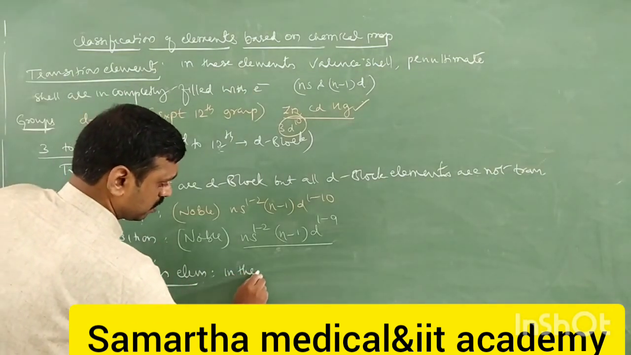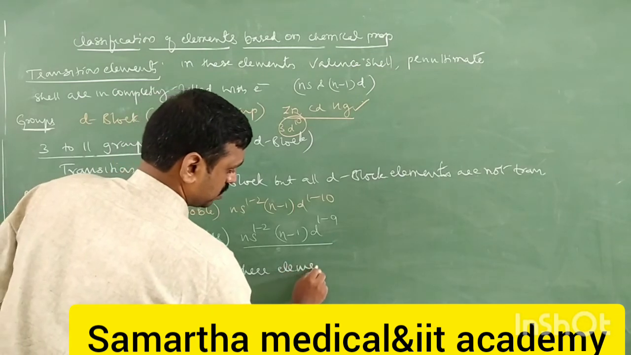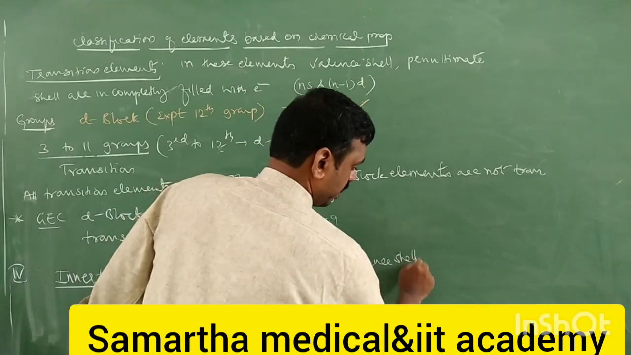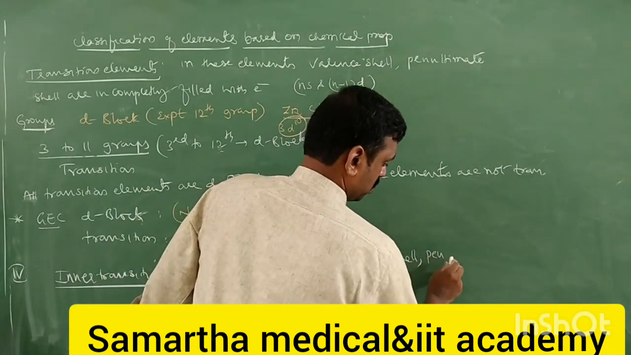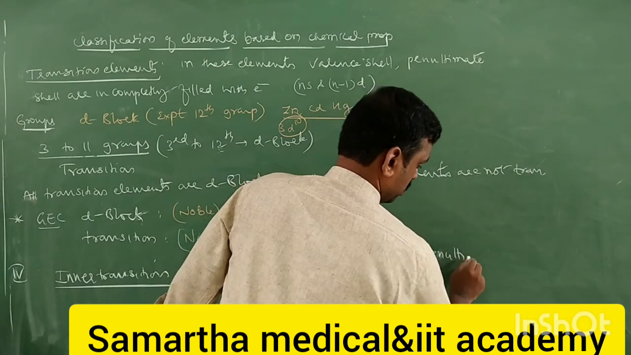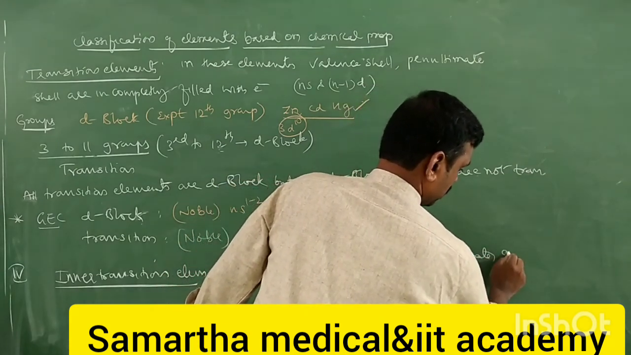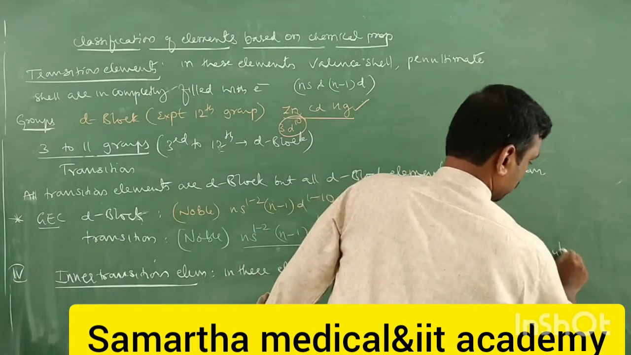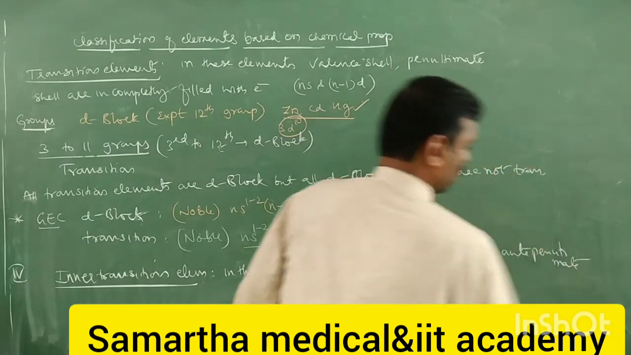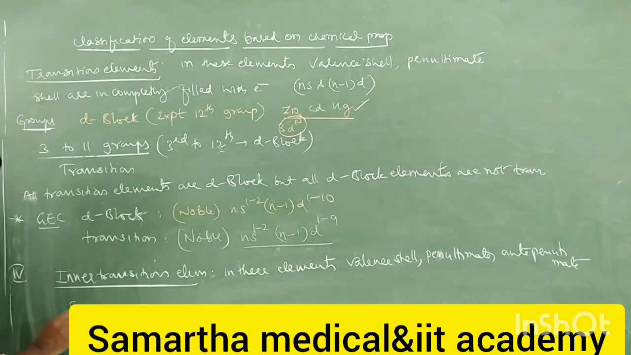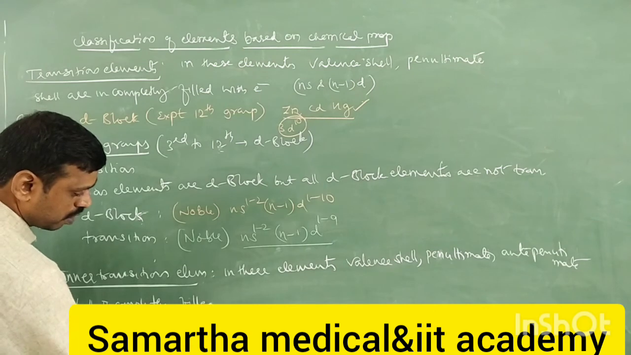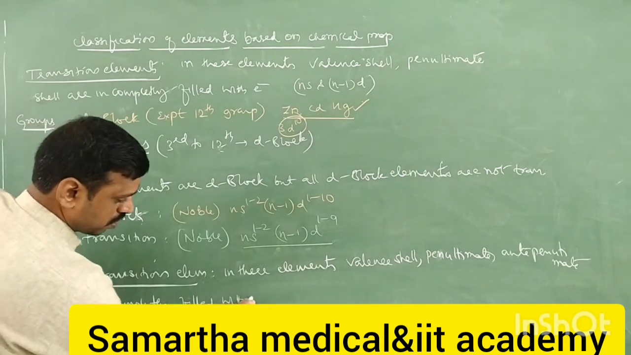In these elements, the valence shell, penultimate, anti-penultimate shells are incompletely filled with electrons.